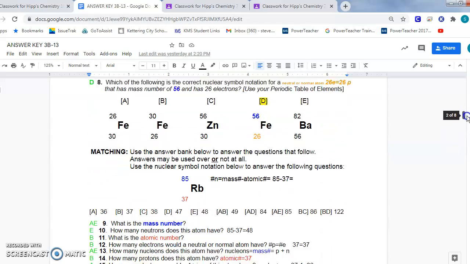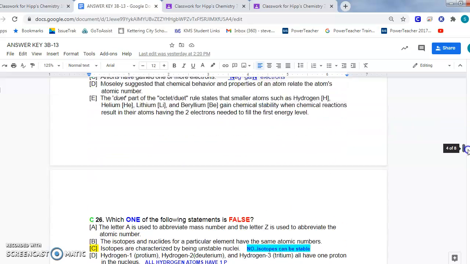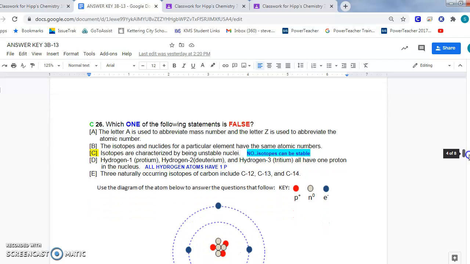Remember, when we write in nuclear symbol format, the mass number goes up here and the atomic number goes down here. So I always remember, if we had the alphabet top to bottom, we would be reading from A down to Z. So that's how I remember which one's A and which one's Z. But that's really kind of an insignificant question.